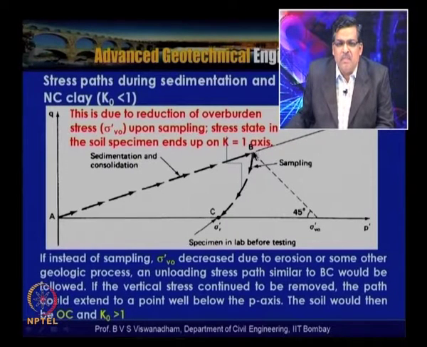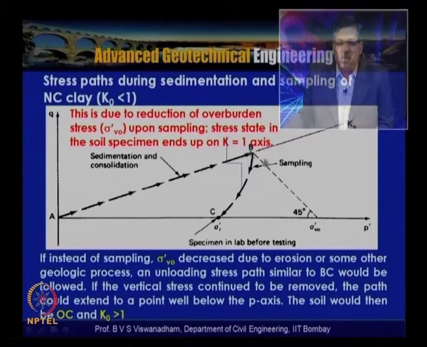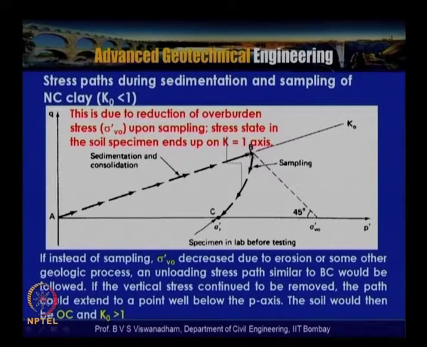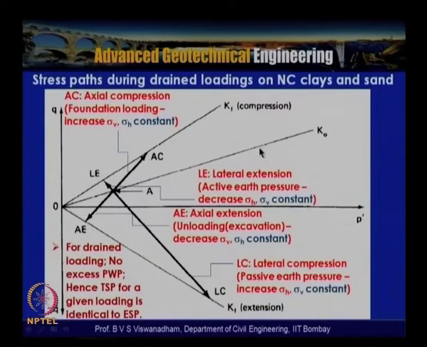But in case at any point when the sample is collected, or in erosion or some other geological process has been subjected, there is a reduction in the overburden stress upon sampling or due to the process we discussed. Then the stress state in the soil specimen ends up on the K equal to 1 axis.